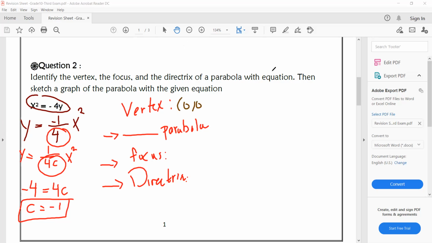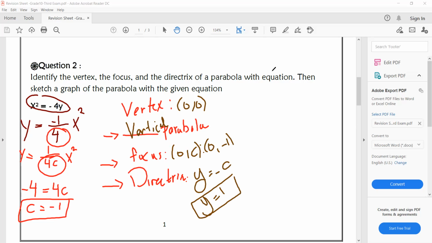Now, is it a vertical or horizontal parabola? It is vertical, because I say y equal x squared, so it is a vertical parabola. Now, what is the focus? I'm talking about 0, c, so it is 0, negative 1. Now what about the directrix? The directrix is y equal negative c. So y equal 1.